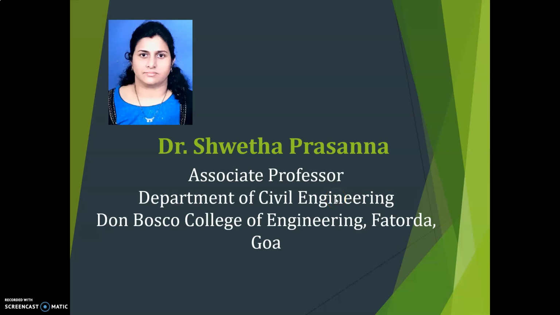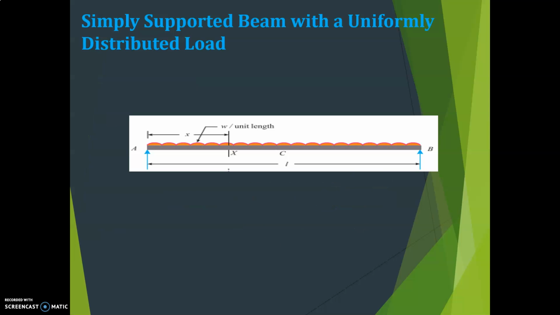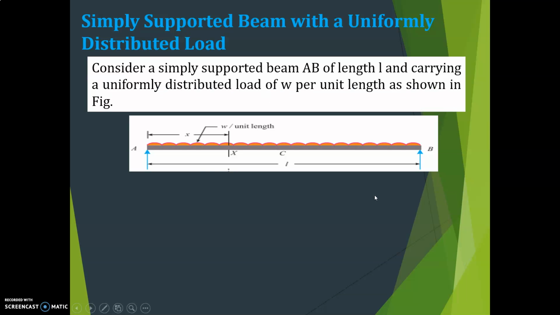Hello, my dear students. Today's class we will discuss how to draw SFD and BMD for a simply supported beam when it is subjected to a uniformly distributed load. Let us consider a simply supported beam AB of length L, carrying a uniformly distributed load of W per unit length as shown in the figure.